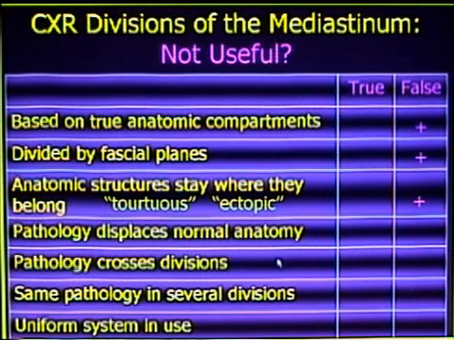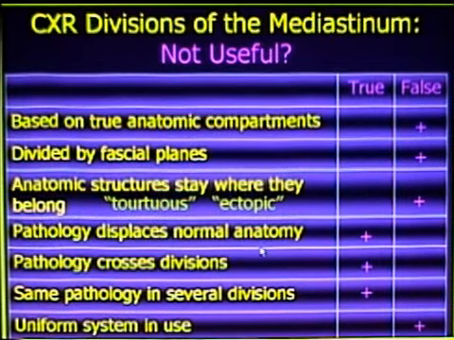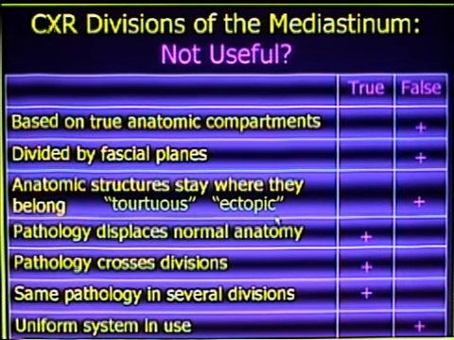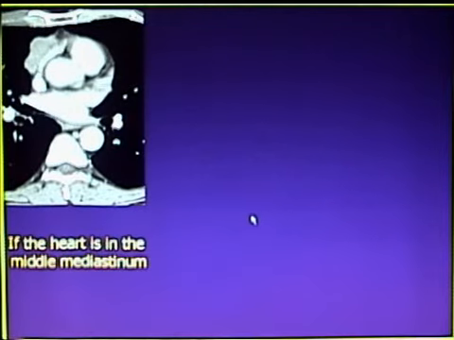Additionally, pathology displaces normal anatomy. Pathology crosses these arbitrary divisions, and the same pathology can occur in several of these divisions. Finally, as we've pointed out, there isn't uniformity in the systems as applied. So based on all of this, we really do have to question whether this is useful.